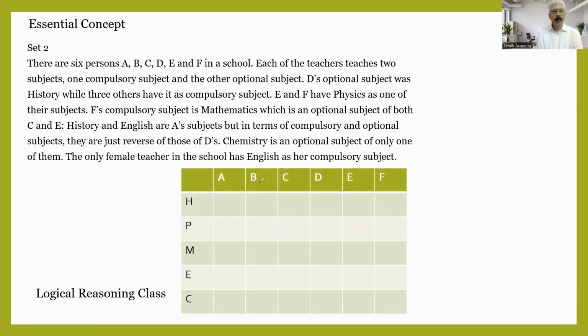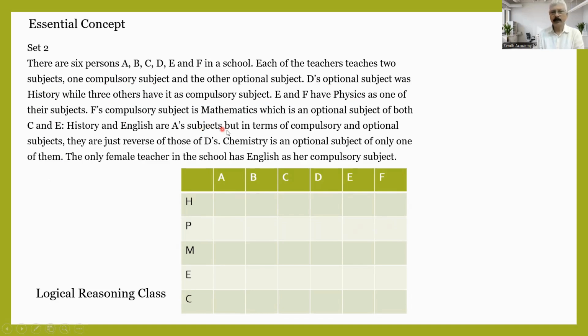Now take the second set. There are 6 persons A, B, C, D, E, and F in a school. Each teacher teaches 2 subjects, one compulsory subject and the other optional subject. D's optional subject was history, while 3 others have it as a compulsory subject. E and F have physics as one of their subjects. F's compulsory subject is mathematics, which is an optional subject of both C and E.